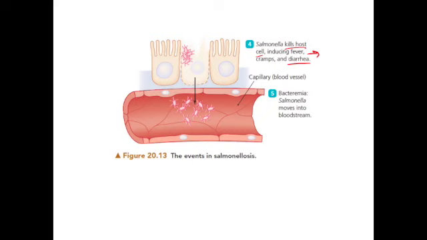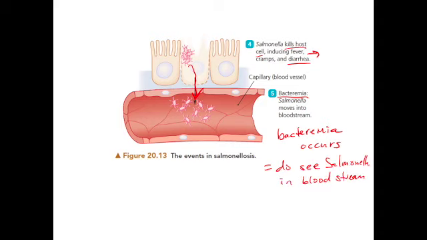And as these cells die, the bacteria can make their way into the bloodstream, like we saw with Shigella. The difference here is that bacteremia occurs. That means we do see salmonella in the bloodstream. And this can be a diagnostic difference between salmonella and Shigella.